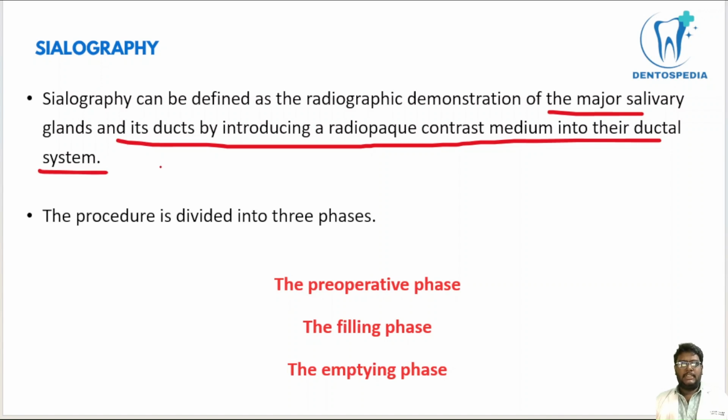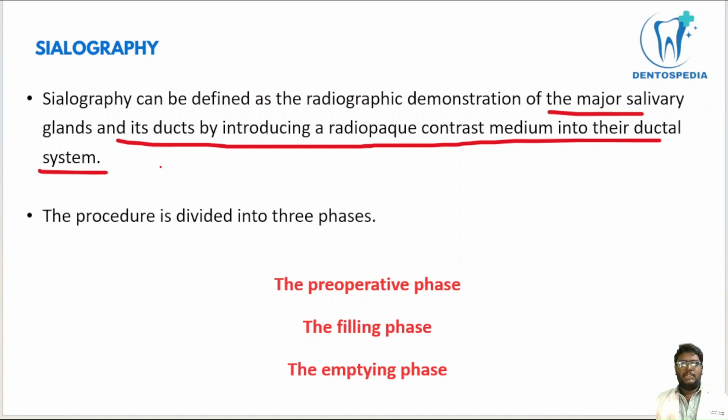So sialography is nothing but, in sialography we insert certain contrast medium into the salivary glands so that it can illuminate the tissue. Okay, and then we expose X-rays, and because the contrast medium is radio opaque in nature, we can see the salivary glands well in the radiographs.